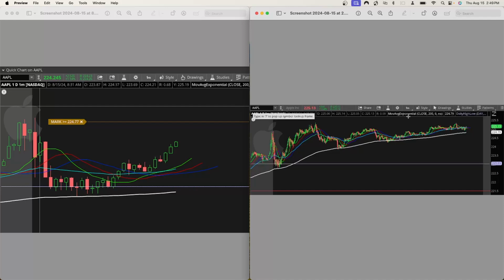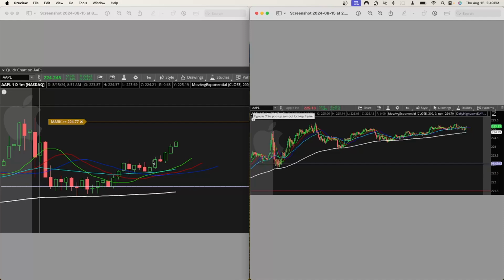And then if you focus on the right side of the screen, you can see that all day long we just climbed. And I was out of all my position by like 9:30, which is approximately right here. Not the absolute high of day here, but right before that high of day. I got out of my final contract right before this little retracement right here.